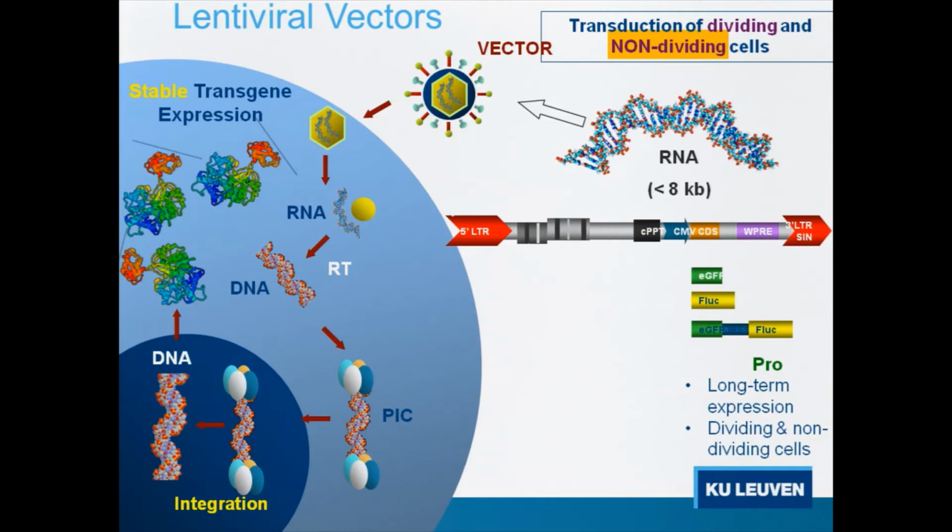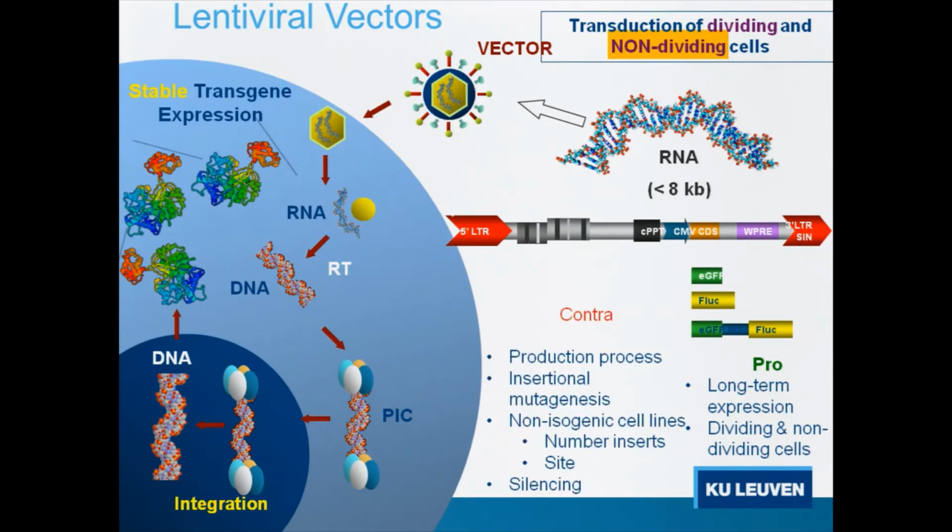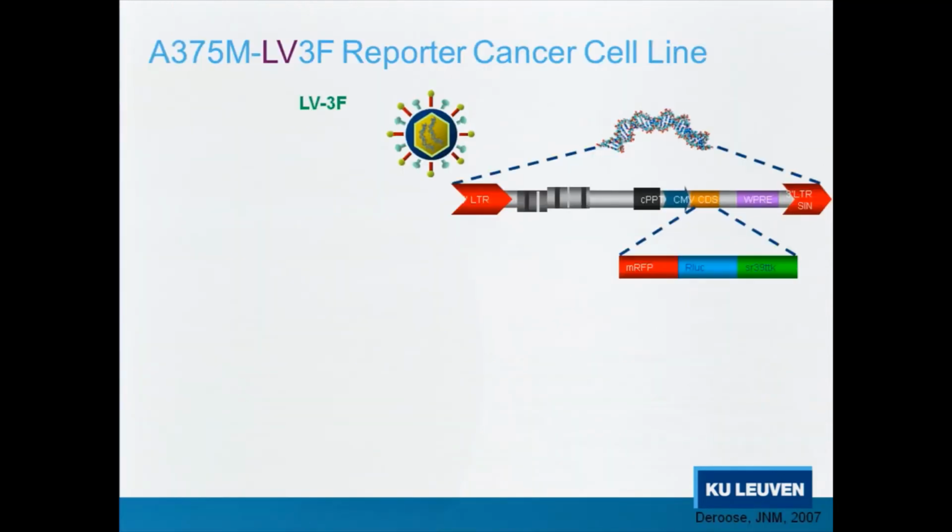So on the pro side, we have long-term gene expression, and we can use this for dividing and non-dividing cells. For instance, you can target neurons in vivo by the use of lentiviral vectors, which you cannot do with retroviral vectors. And on the con side, you have the same weaknesses as for the retroviral vectors, except of course for the non-dividing cells.